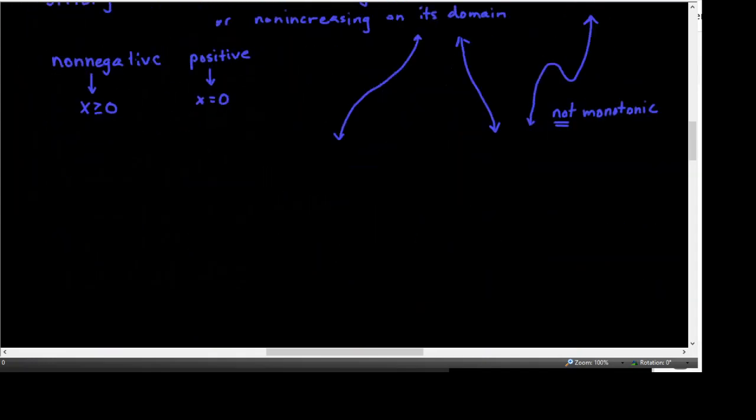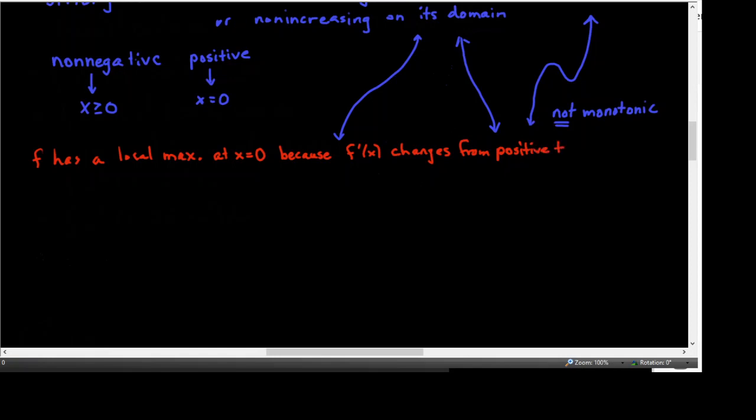For that function, f has a local maximum that occurs at x equals 0. That's not saying what the maximum is, it's where it occurs. Okay, we'll get back to what it is in a second. At x equals 0 because f prime of x changes from positive to negative at x equals 0.